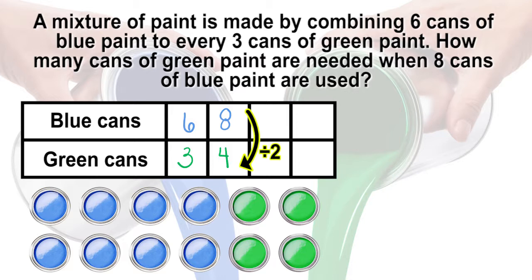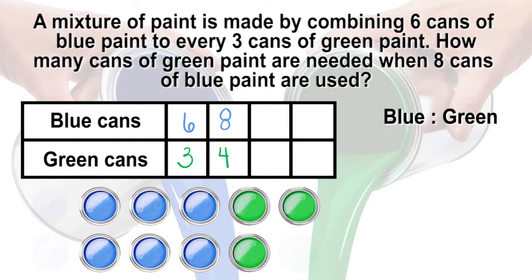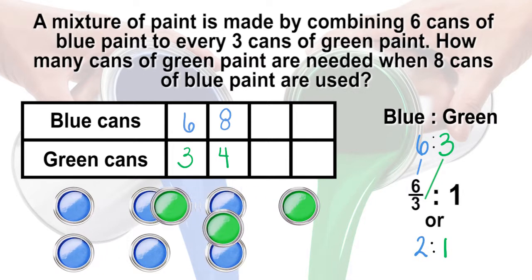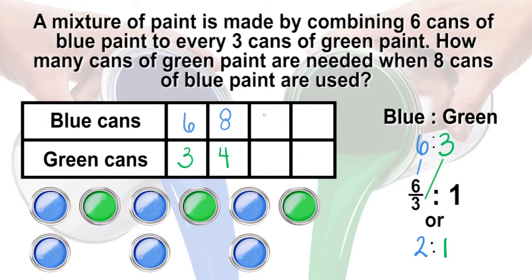Another way to find the number of green cans of paint is to find the unit rate by dividing the first term of a ratio by the second term. For example, in the ratio 6 to 3, 6 is divided by 3. This describes the quantity of blue paint for every 1 can of green paint. If we use the simplest form of this ratio, 2 to 1, there are 2 cans of blue paint for every 1 can of green paint.